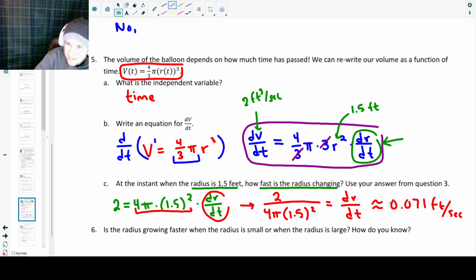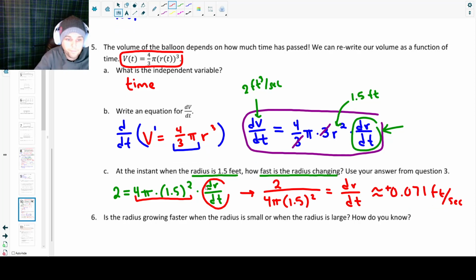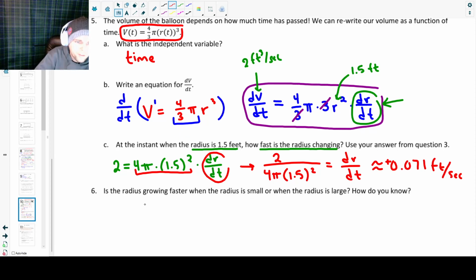And how fast is that? That is not very fast. It is a positive value, though, so that does indicate that it is increasing. All right, last question here on this front page. Is the radius growing faster when the radius is small or when the radius is large?